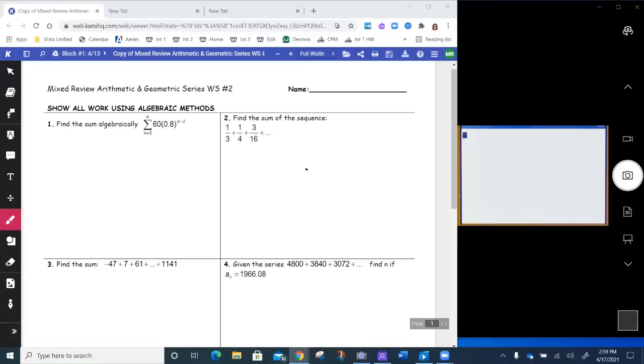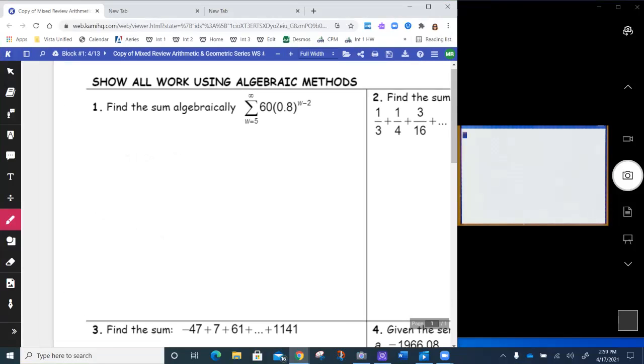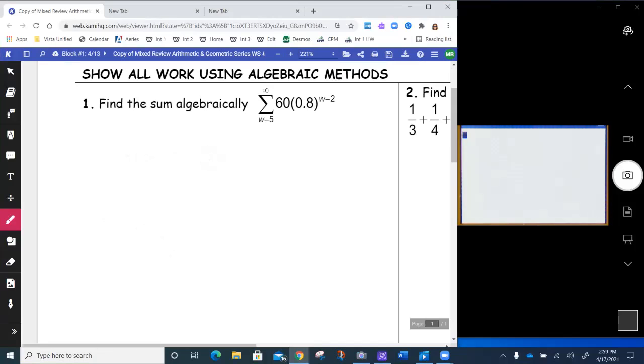So this video is on Friday's classwork, just to make sure everyone knows how to do these problems. On this first one, you are going to be trying to find the sum. You need to pay attention to whether this is arithmetic or geometric. When you have your variable in your exponent, it's going to be geometric. So this is going to be a geometric sum.